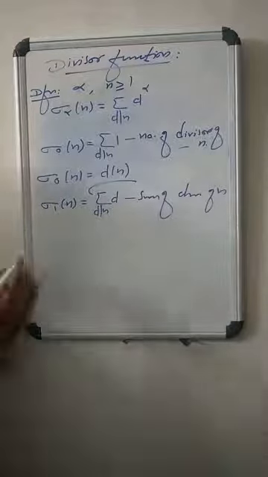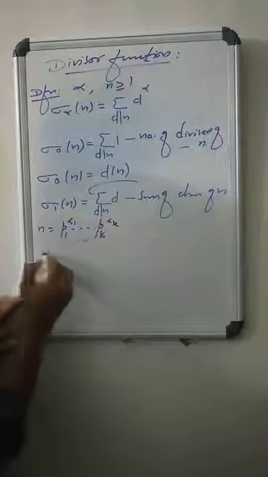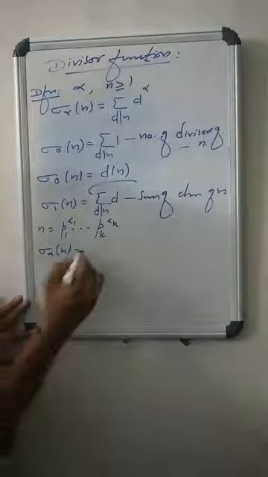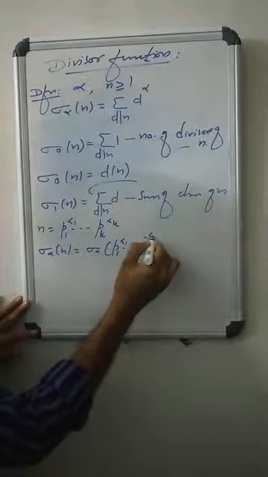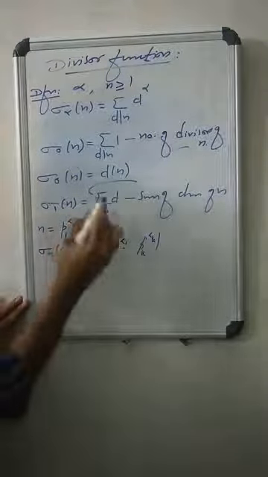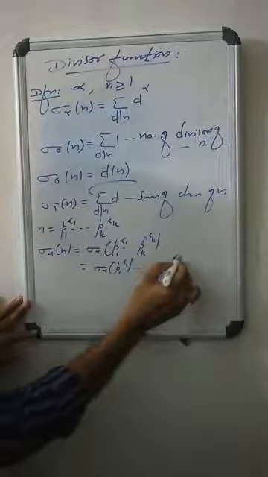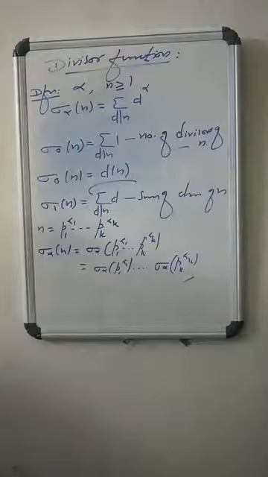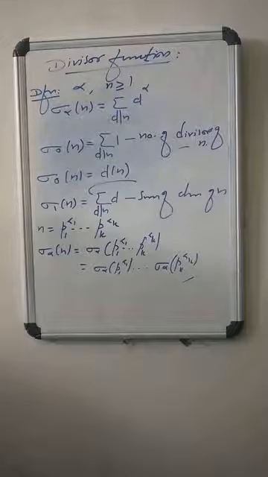When n equals p1^a1 ... pk^ak, what about σ_α of n? Then σ_α of n is σ_α of p1^a1 ... pk^ak. But σ_α is a multiplicative function, so it is σ_α of p1^a1 times ... times σ_α of pk^ak. When n is the product of powers of primes, σ_α of n equals σ_α of p1^a1 ... σ_α of pk^ak.